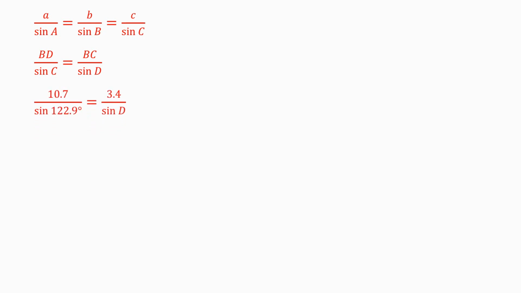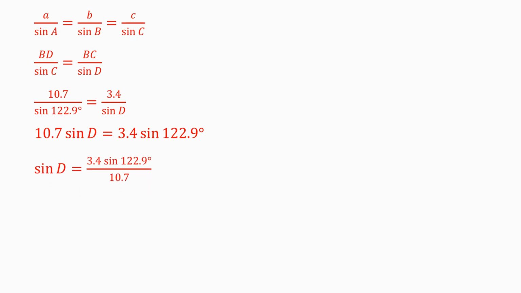BD is 10.7, C is 122.9 degrees, and BC is 3.4 centimeters. Therefore, 10.7 over sine 122.9 is equal to 3.4 over sine D. We cross multiply, we have 10.7 sine D is equal to 3.4 sine 122.9. We divide both sides by 10.7, and so sine D is equal to 3.4 sine 122.9 over 10.7. Sine D is equal to 0.2668. So angle D is the inverse sine of 0.2668, which is equal to 15.47, and to 1 decimal place it's 15.5 degrees.